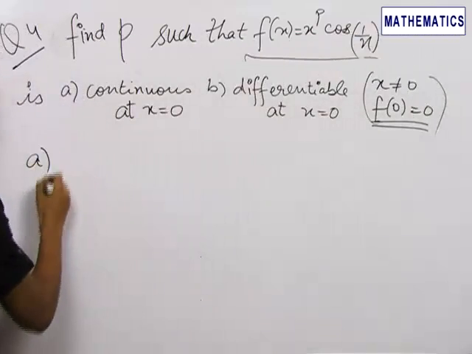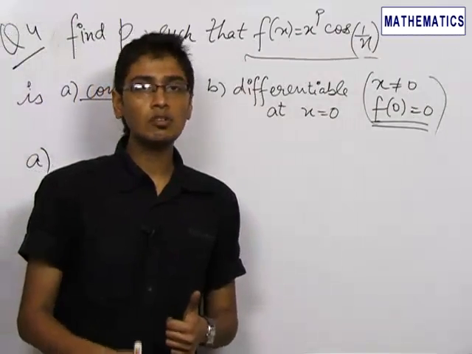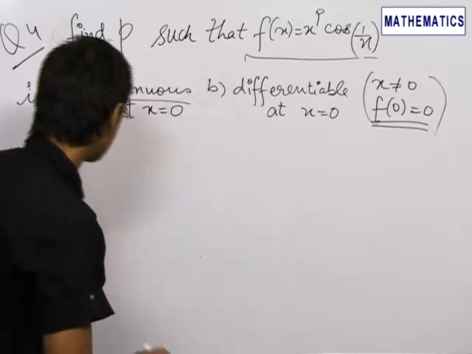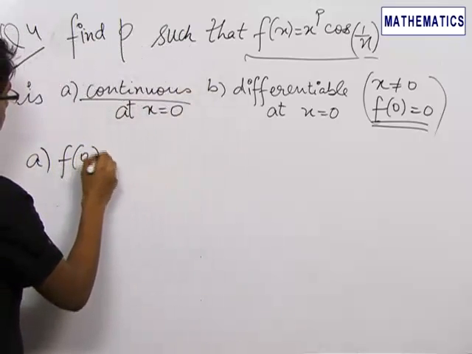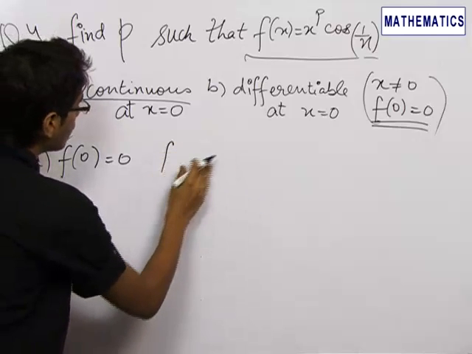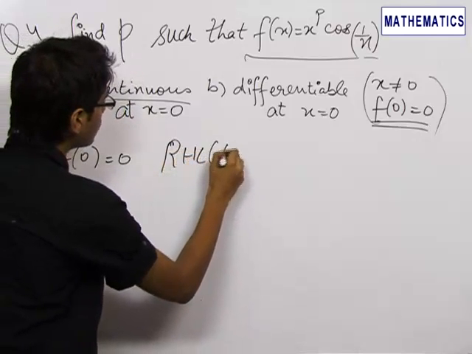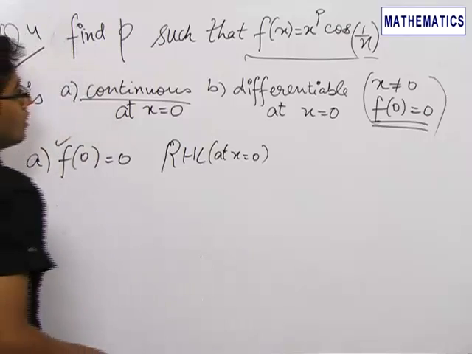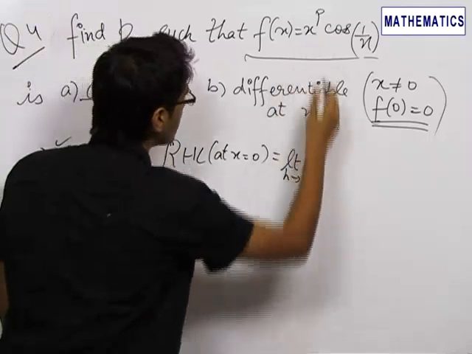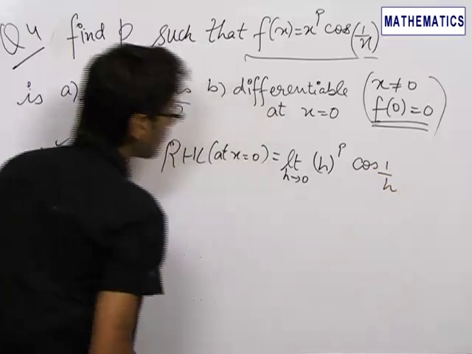Now in order to proceed with the first part, which is continuity, we know that a function is continuous if the left hand limit is equal to the right hand limit at that point is equal to the function's value at that point. So we know f(0) is equal to 0. So we've got the first part. Now we need to find the right hand limit at x equals 0. This will be equal to limit h tending to 0 of (0 + h)^p, which is equal to h^p cos(1/h).